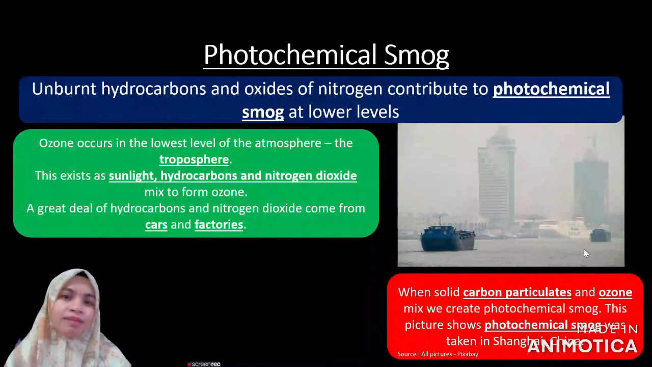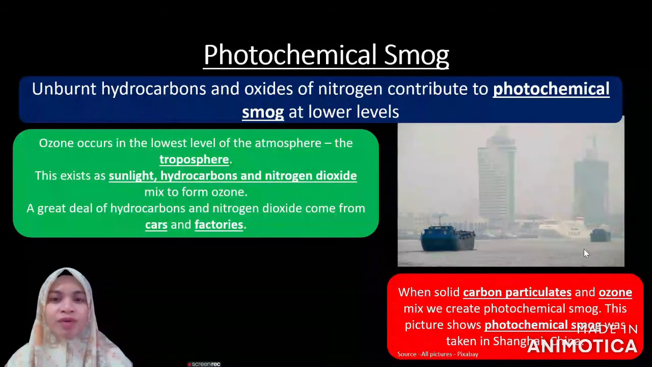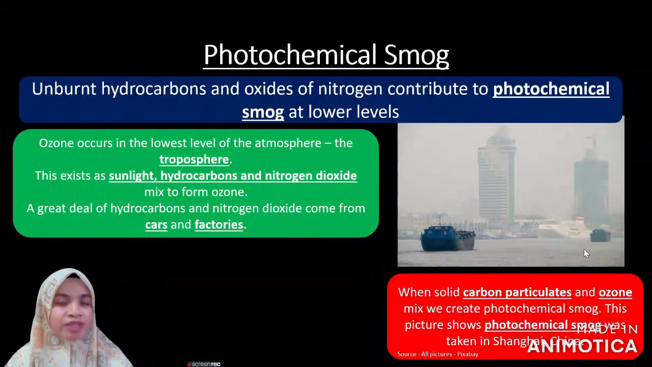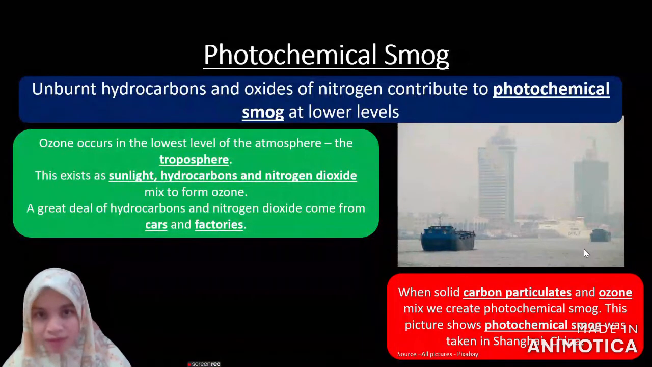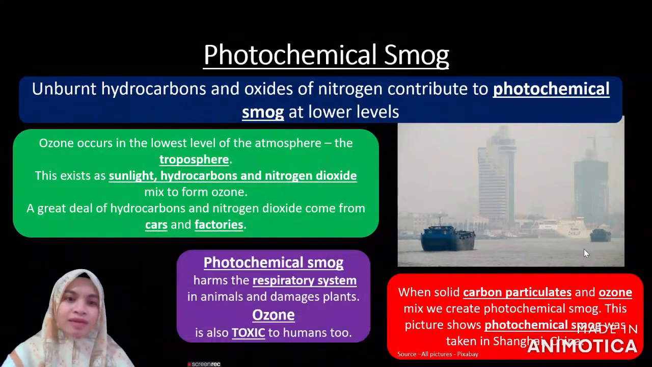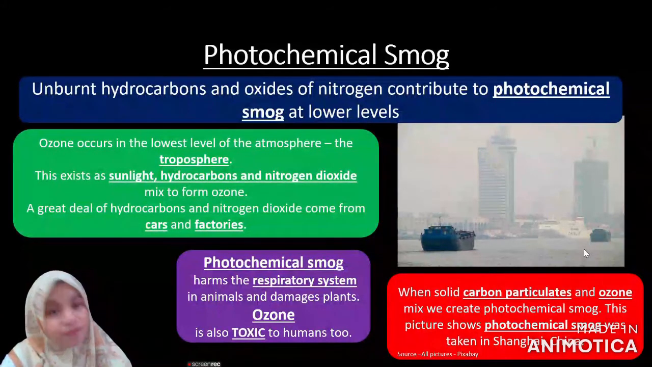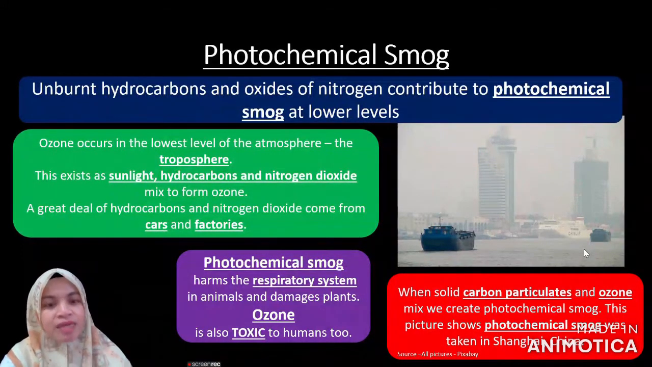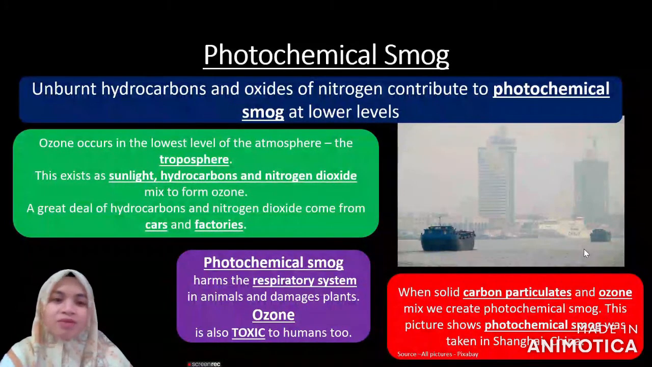The picture here shows the photochemical smog in Shanghai, China, 2 years back, in 2019. Also, during this duration, our country also faced this smog. This smog is harmful to the respiratory system of animals and humans, and also damages plants. Ozone also is toxic to humans.